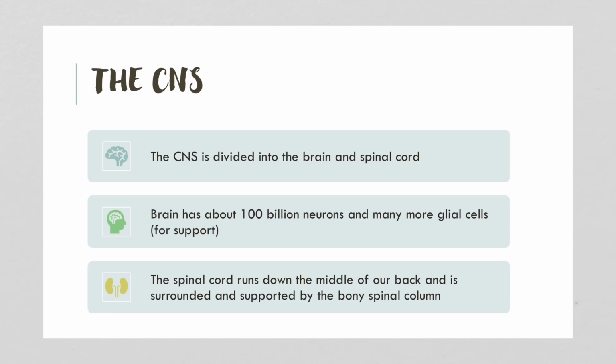So to talk a little bit more in detail about the central nervous system, it's divided into the brain and spinal cord, as mentioned before. And our brain has about 100 billion neurons, so that's a lot in the first place. And then there are many more specialized nerve cells that are called glial cells, and their job is for support. So they don't send messages back and forth through the nervous system, but instead they support the neurons that do conduct the information and the signals.